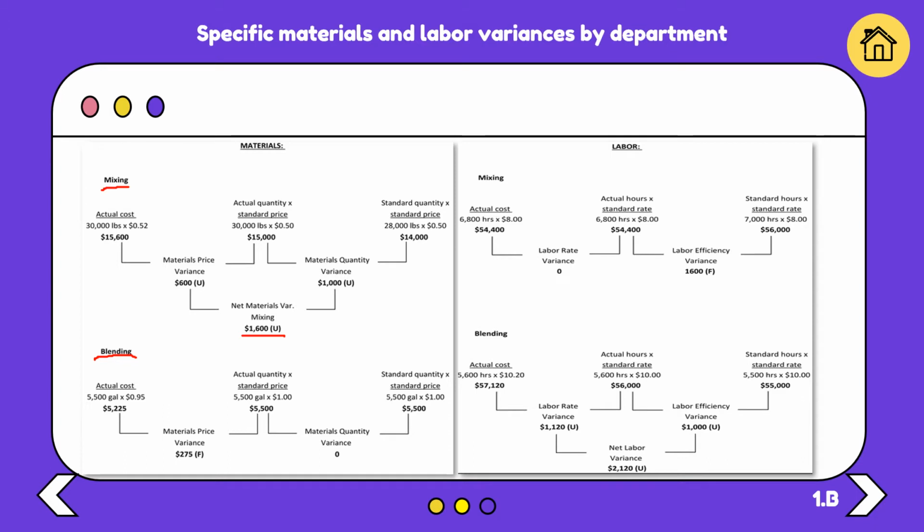For the mixing department, we have $1,600 for labor efficiency variance, which is favorable. And under labor rate variance, we have 0. For blending department, the combined effect of the two variances results to unfavorable net labor variance of $2,120.